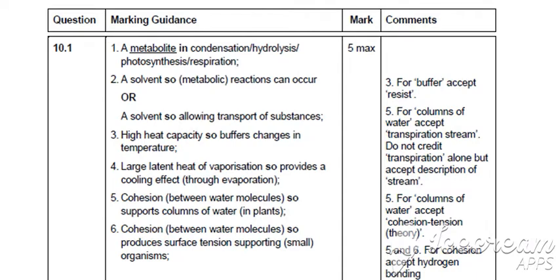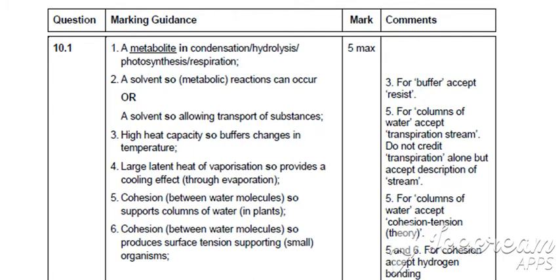There is a large latent heat of vaporization, which is the amount of energy used to turn it from a liquid into a gas. So this provides a good cooling effect through evaporation. There is cohesion between those water molecules because those hydrogen bonds will form between the slightly negative oxygen and the slightly positive hydrogen. This cohesion will support columns of water in plants, so it will allow the water to form the columns of water and travel up.